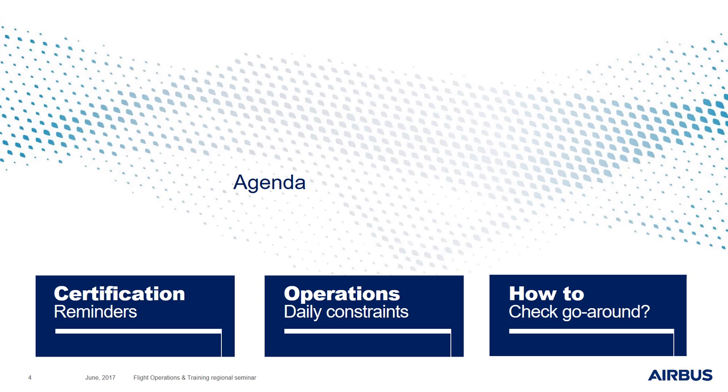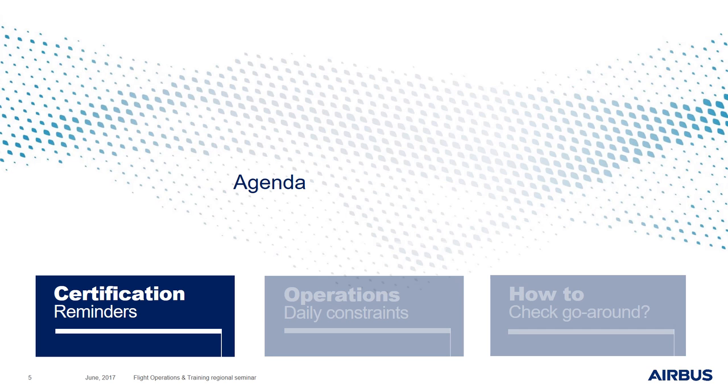So the objective of this presentation is to make a clear status on the go-around performance today and of course to answer our little question about Bogota. Let's start with certification constraints.